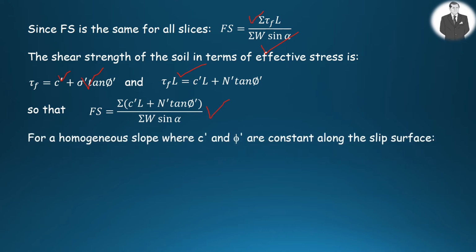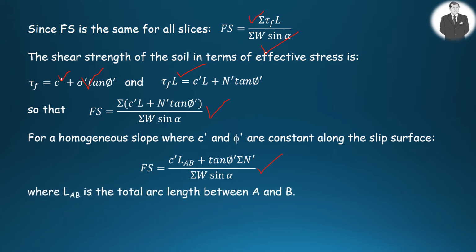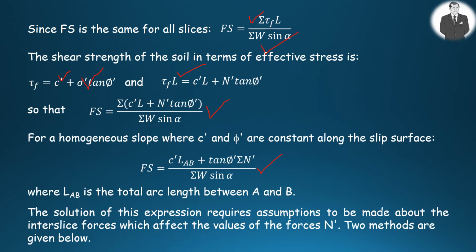For a homogeneous slope where c prime and phi prime are constant along the slip surface, the factor of safety can be rearranged in the form presented here, where L_AB is the total arc length between points A and B. The solution of this expression needs assumptions to be made about the interslice forces, which influence the values of N prime forces. In this regard, two methods are available.